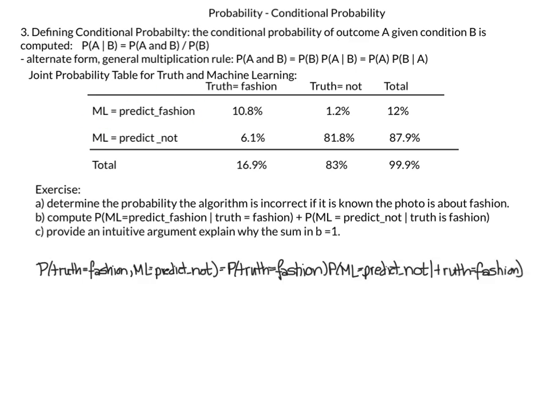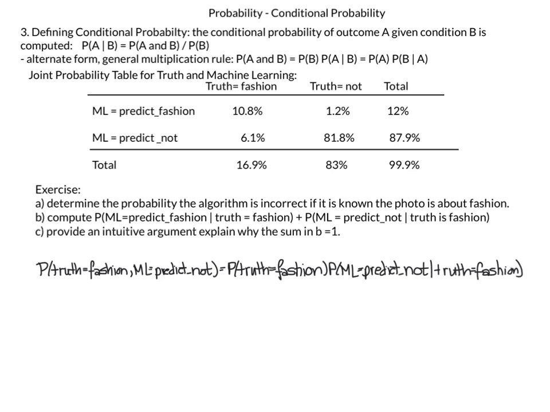So I'm going to write my formula for conditional probability, but as I said, I like to use this alternate form. The probability that truth equals fashion and machine learning predicts that it's not. In other words, the photo is about fashion, but the algorithm, the machine learning, is incorrect, which means it predicts not. So the probability these two items occur is equal to the probability truth is equal to fashion, and the probability machine learning predicts not given truth equals fashion.